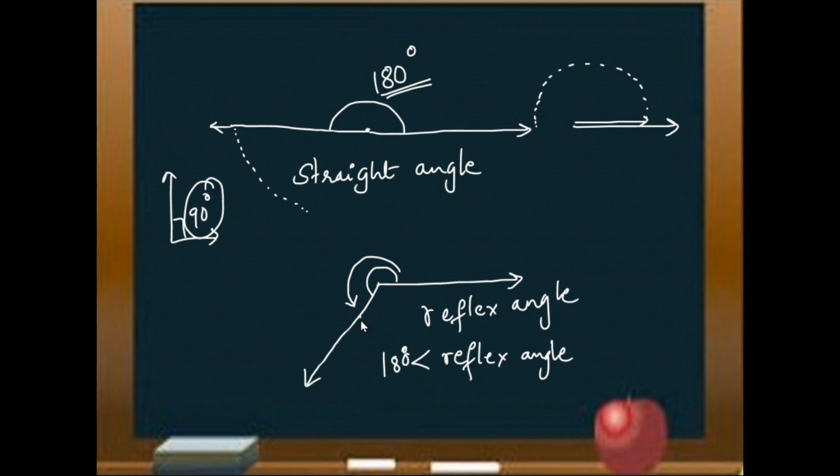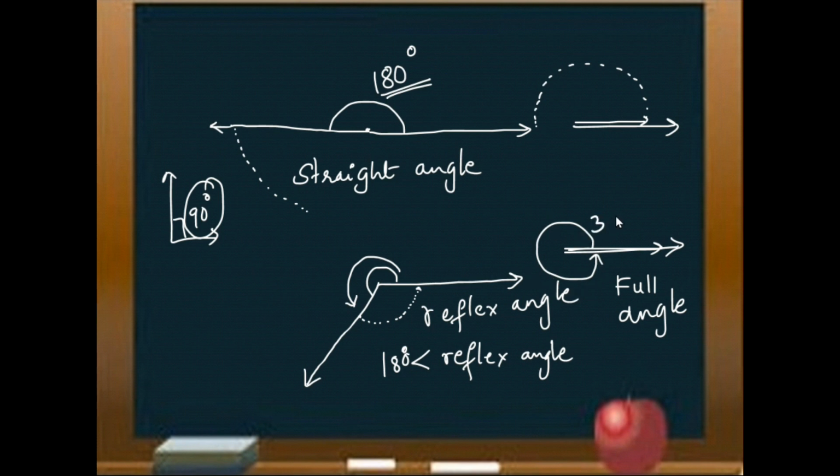Now when this ray travels further and comes back and overlaps the original ray again, it has completed one entire round, right? So this angle will be called a full angle, because it has completed one full round, and the measure of this is always going to be 360 degrees.